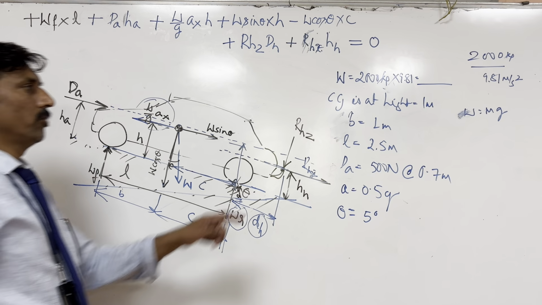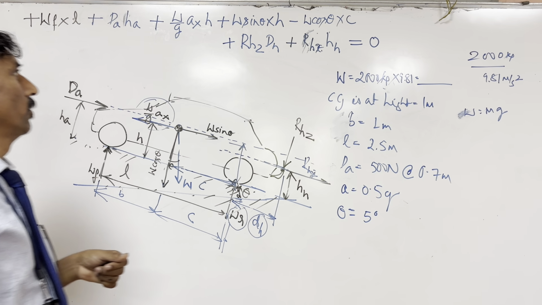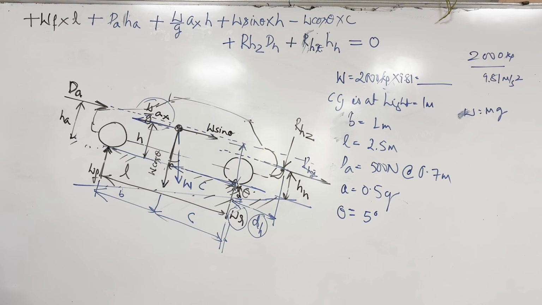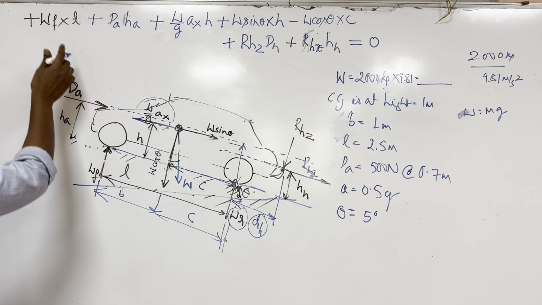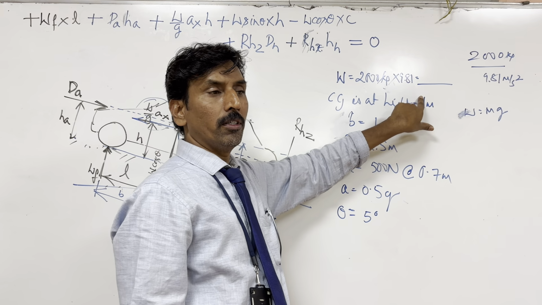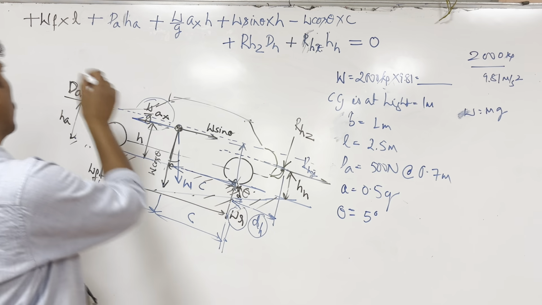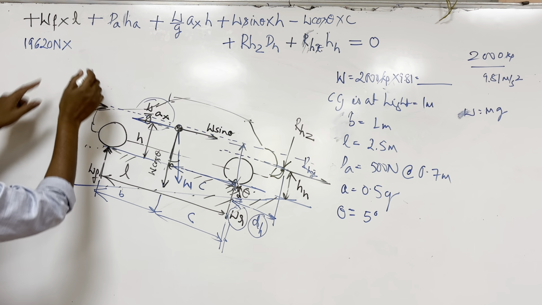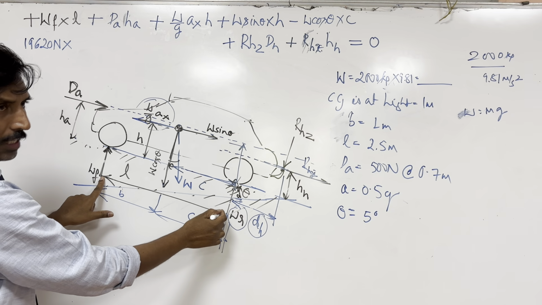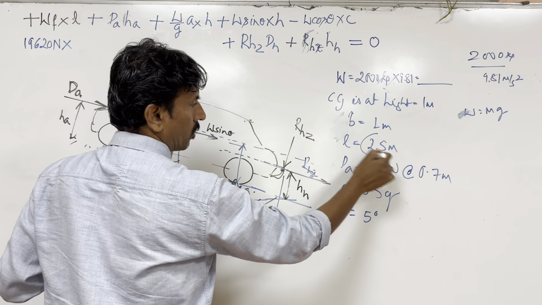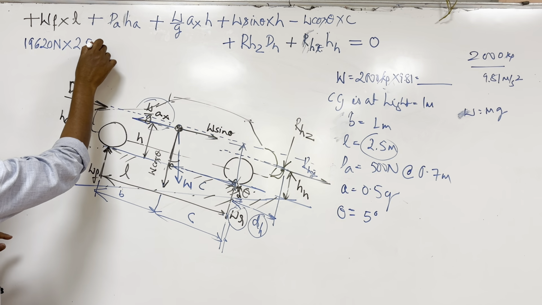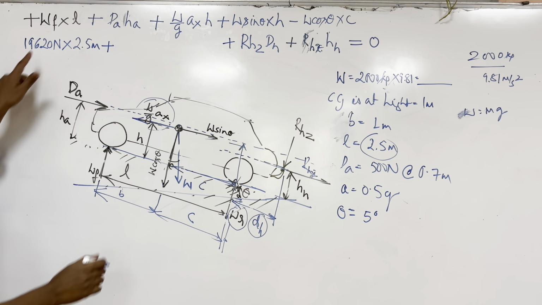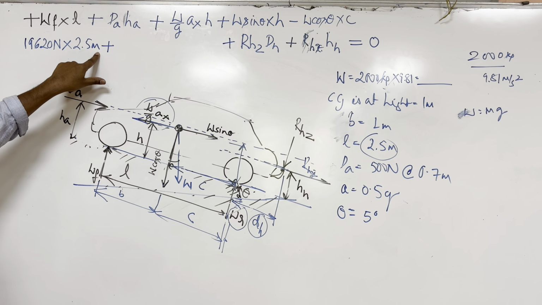So let us now consider this. Guys, W is 2000 into 9.81, how much? 19,620 newtons, multiplied by the length of the car. What is the length of the car? 2.5 meters. And this is Newton meter. So we are actually substituting some of the moments.